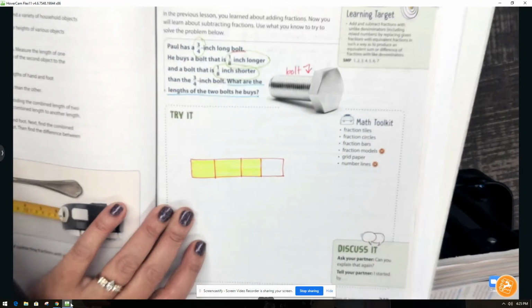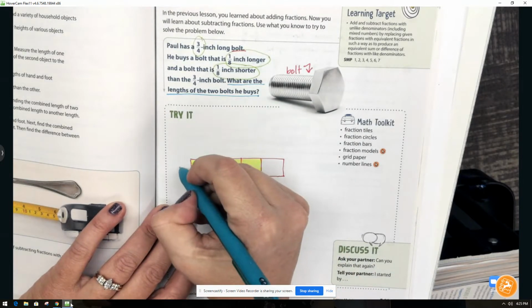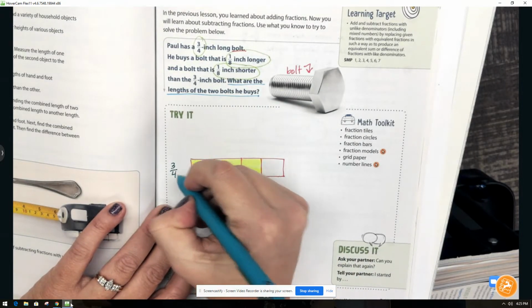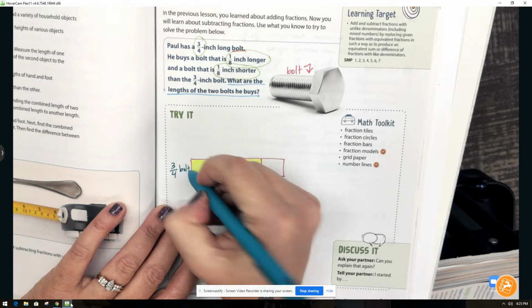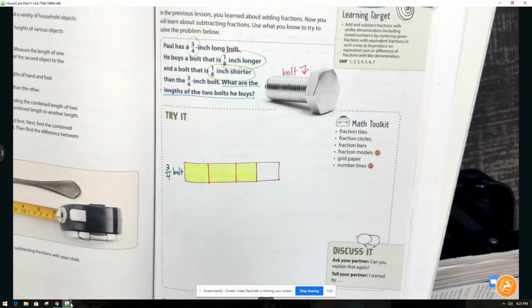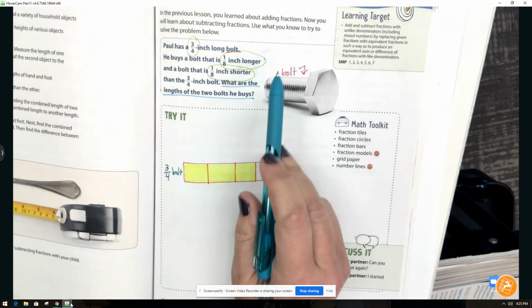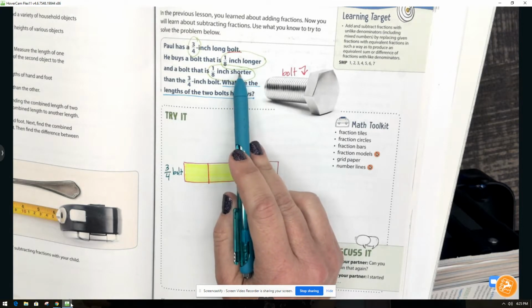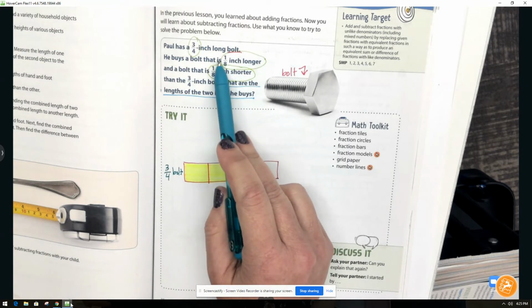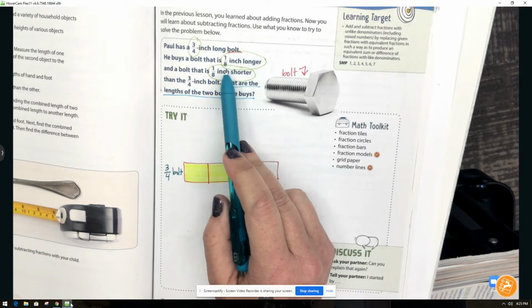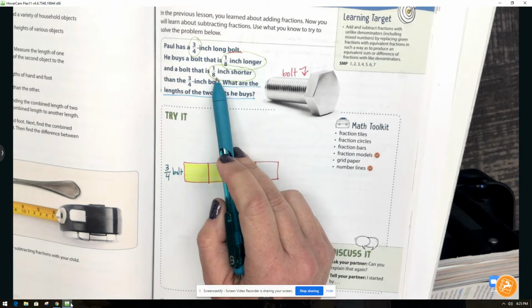So here is our bolt. And this is a 3/4 long bolt. Now, he buys two more bolts. I don't know why. He just decided he needed two more bolts. So he bought one bolt that was longer and one bolt that was shorter. The one that was longer by 1/8 of an inch, and the one that was shorter by 1/8 of an inch.